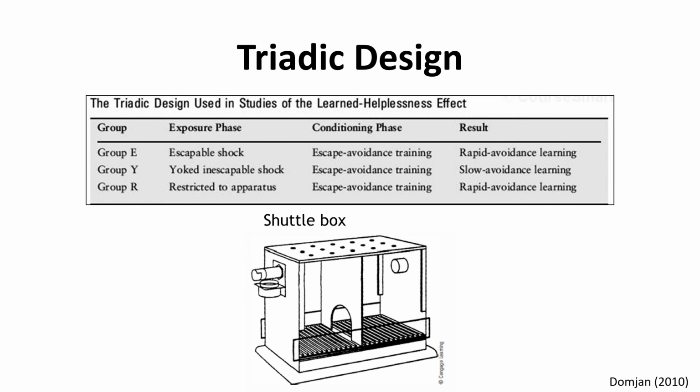So we're going to call this the triadic design, and there's going to be an extra step to let us study learned helplessness here, but we are going to have standard escape avoidance training just like we've talked about previously. So step one is to have an exposure phase. During this phase, we're basically just establishing the fact that there are shocks that can be delivered.